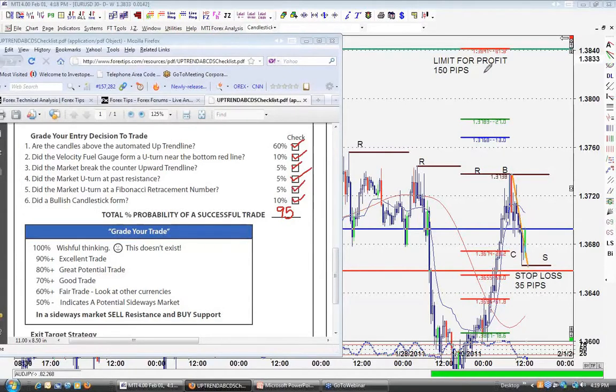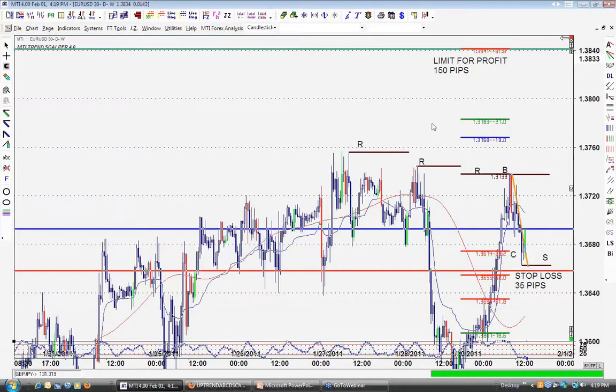So you now have a decision to make, trader. Are you comfortable risking 35 pips? Are you comfortable in profiting $1,500 in this trade, now knowing that you have a 95% probable chance of winning? If you're comfortable in that decision, then take the trade and execute.